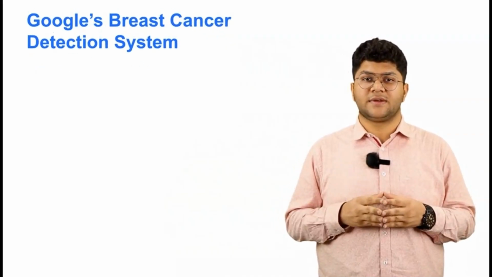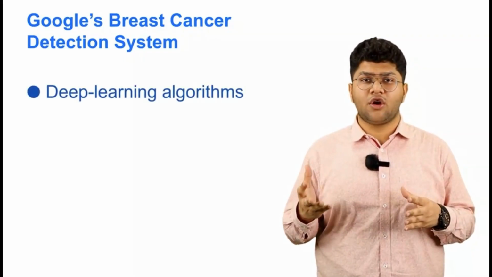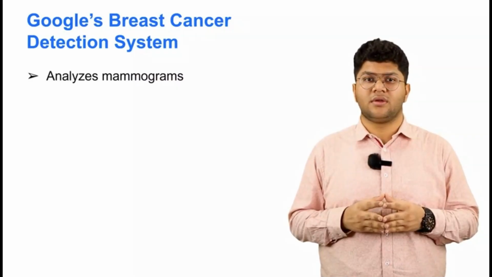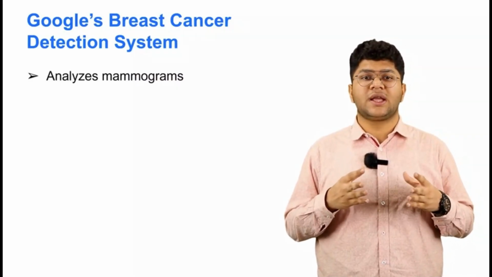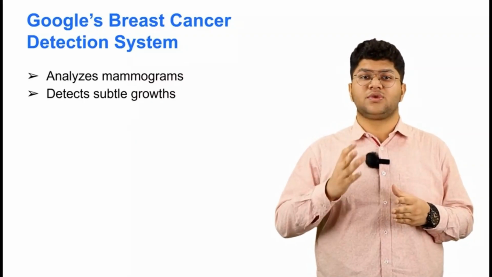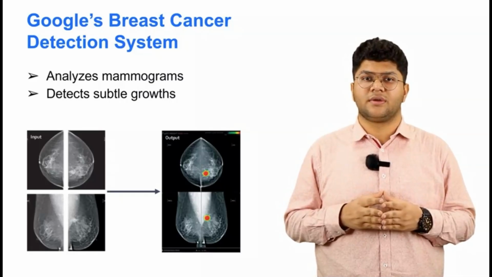One of the most groundbreaking real-world examples of deep learning in healthcare is Google's AI-powered breast cancer detection system. This innovative system utilizes advanced deep learning algorithms to analyze mammograms with remarkable accuracy. By identifying potential cancerous growths that may be too subtle for even trained radiologists to detect, the AI system plays a crucial role in early detection.